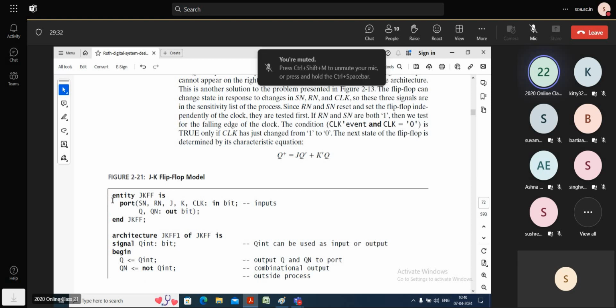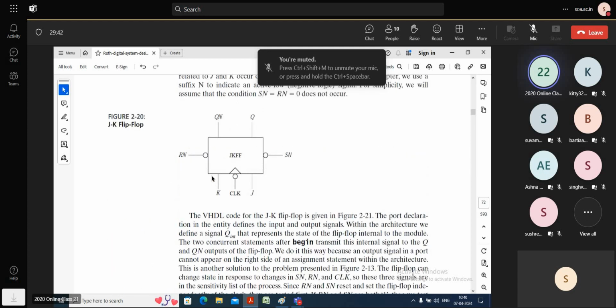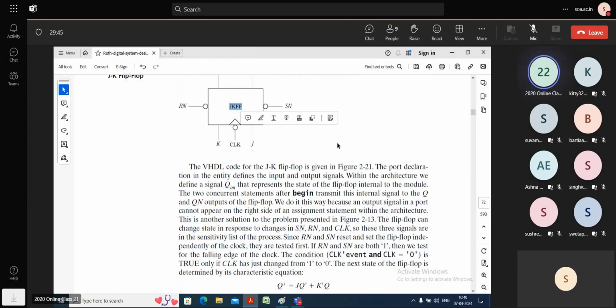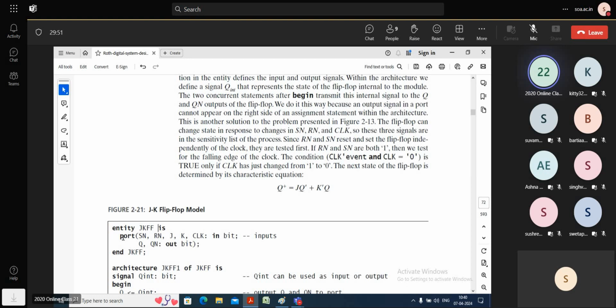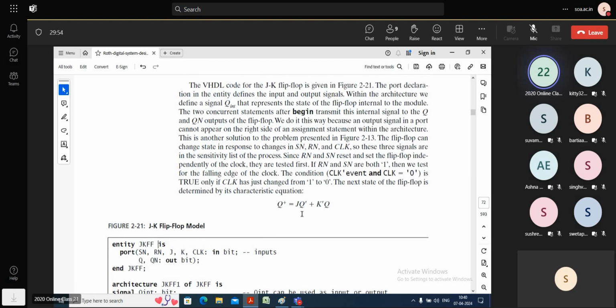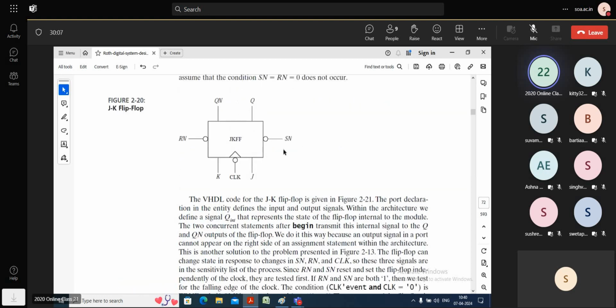You can see how we declare an entity: the entity keyword, then the entity name. So for JK flip-flop we are writing JKFF. You have given the entity name as JKFF. Then the is keyword. Then you have to declare the port. Here you see what inputs and outputs we have taken. The inputs are SN, RN, J, K, CLK, and Q and QN are the outputs.